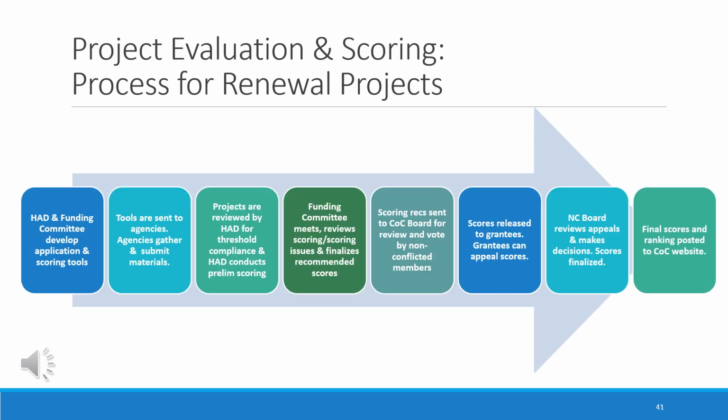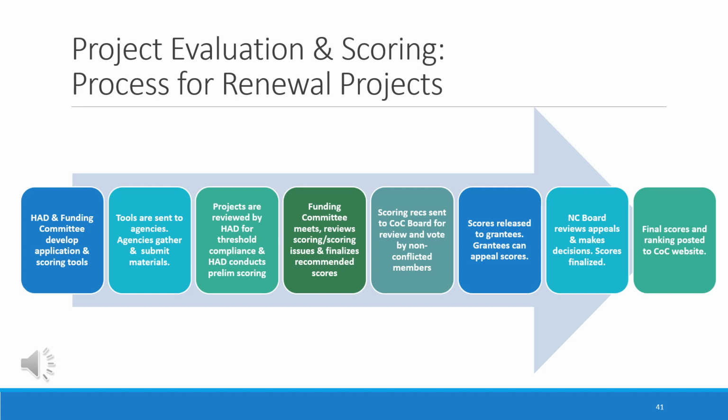Let's break down the process of evaluating, scoring, and ranking renewal projects. First, HAD as the lead agency and the funding committee will develop application and scoring tools and release them to grantees. Agencies then have time to gather and submit their application materials. Projects are reviewed by HAD for threshold compliance, and HAD conducts preliminary scoring. The funding committee will then meet to review scoring overall and specific scoring issues. Once that is complete, the committee will approve final scores to recommend to the non-conflicted board.